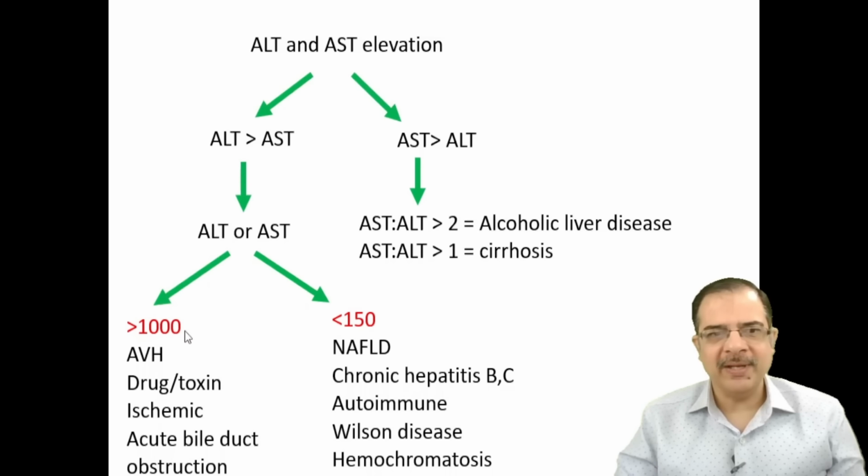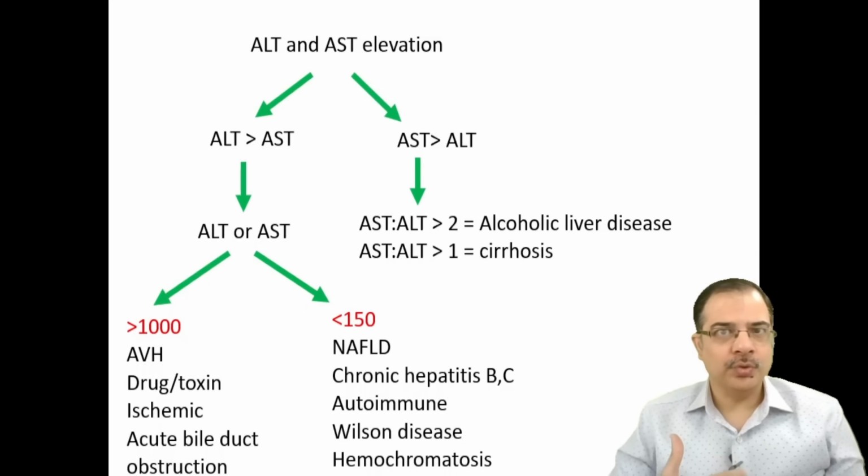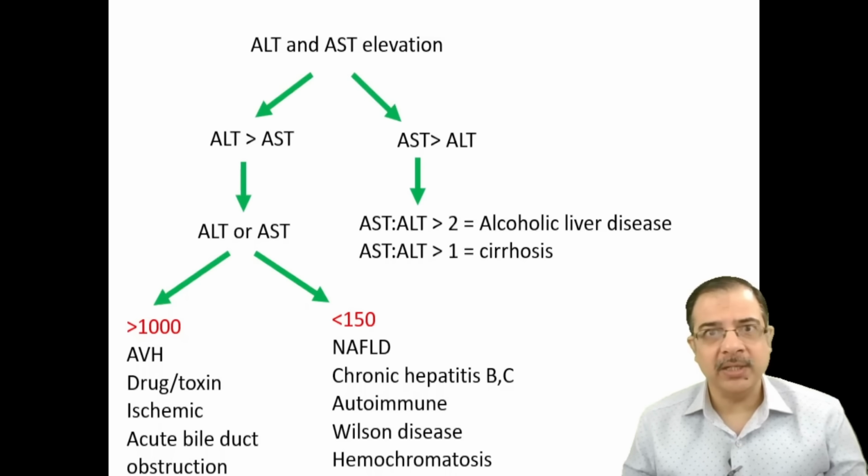If the individual values are more than 1000, there are very limited causes of a value of more than 1000 international units per liter. These are acute viral hepatitis, then you order viral serologies. It could be drug induced or toxins, so you have to take a thorough history. Ischemic hepatitis will be obvious from the clinical examination. Congestive hepatomegaly, JVP will be raised, or it could be an acute bile duct obstruction with pain in the abdomen.